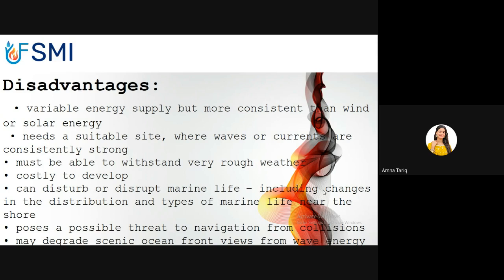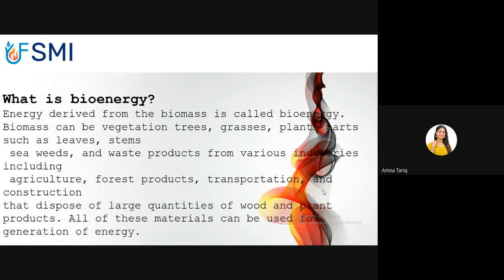Due to the installation of clean energy offshore, marine life is disturbed, including changes in the distribution and types of marine life near the shore. It also poses a possible threat to navigation and may degrade sensing or views from wave energy.